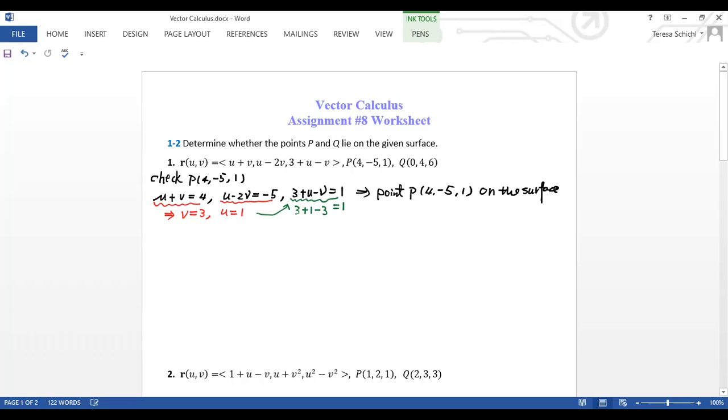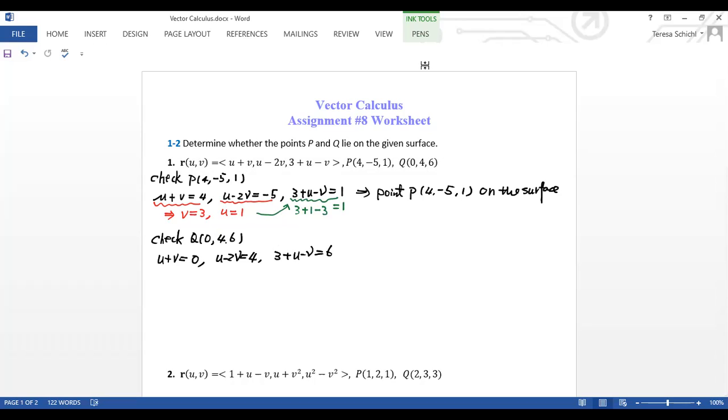And this surface is parameterized by this r(u,v). Now let's check the second point, Q, which is (0, 4, 6). We do the same thing. u plus v equals 0, and then u minus 2v is equal to 4. And then 3 plus u minus v is equal to 6.